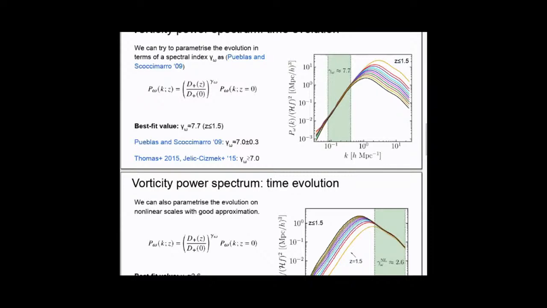You can look at a given scale, a given k mode here, and see how the amplitude evolves with redshift, and then find the best fit and find this index gamma. This is the value we found on large scales, in this green region. There is obviously some scale dependence, depending on the k mode you're looking at, but this is the region we take, and this is the value we found. This value is somewhat higher than other values reported in the literature, as I show here. They are mostly close to 7 or a little bit above 7. This is what we found.